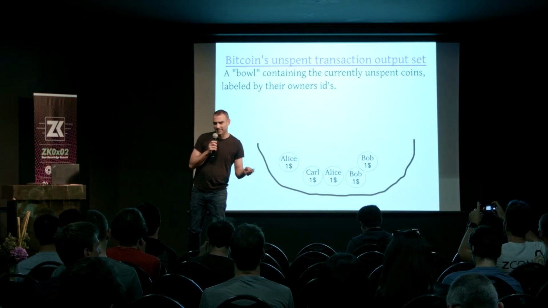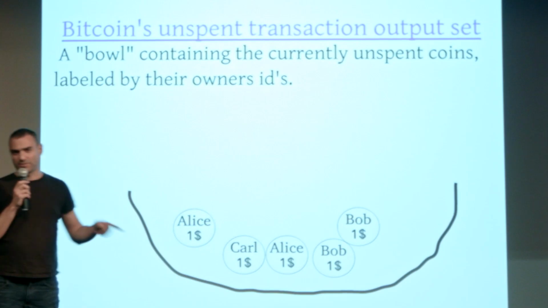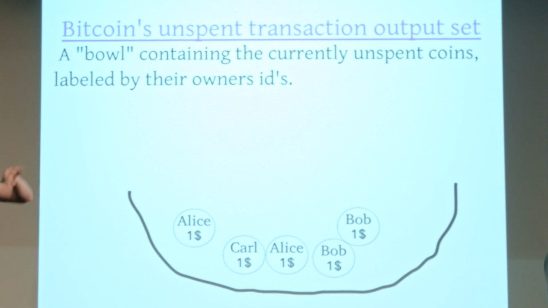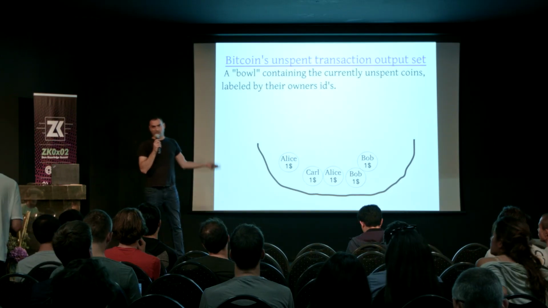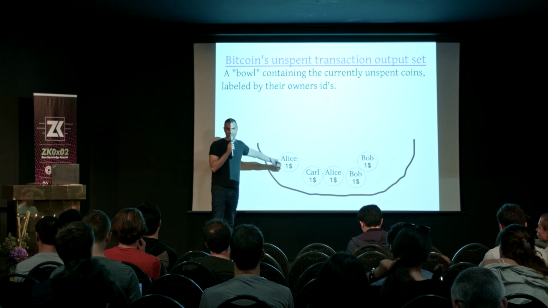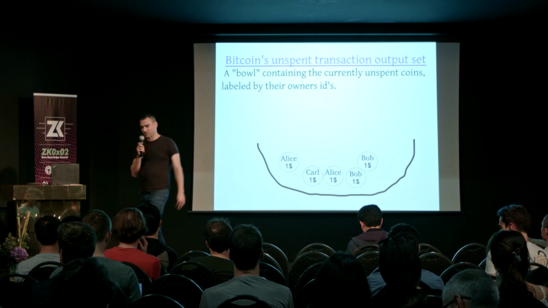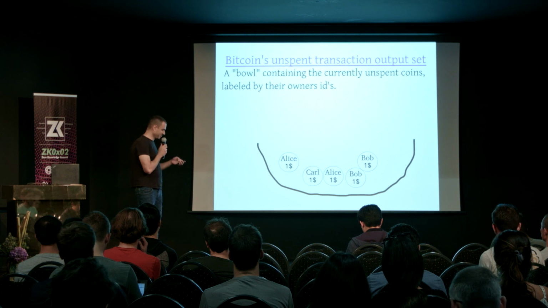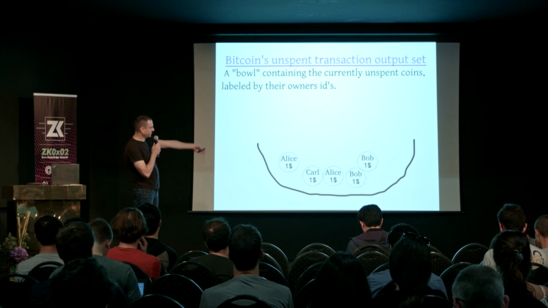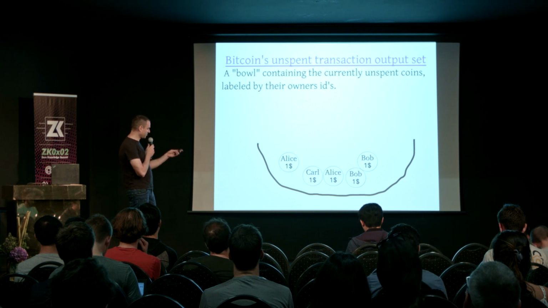Let's go for a second to Bitcoin and think of it through the following analogy. The main object there is the unspent transaction output set, and you can think of that as some bowl where everybody can see what's in the bowl. This bowl contains everybody's unspent coins. And what is a coin? A coin is like an address and a value. Let's assume for simplicity that all coins are $1. At some given point in time, these are the current unspent coins: Alice has 2, Bob has 2.